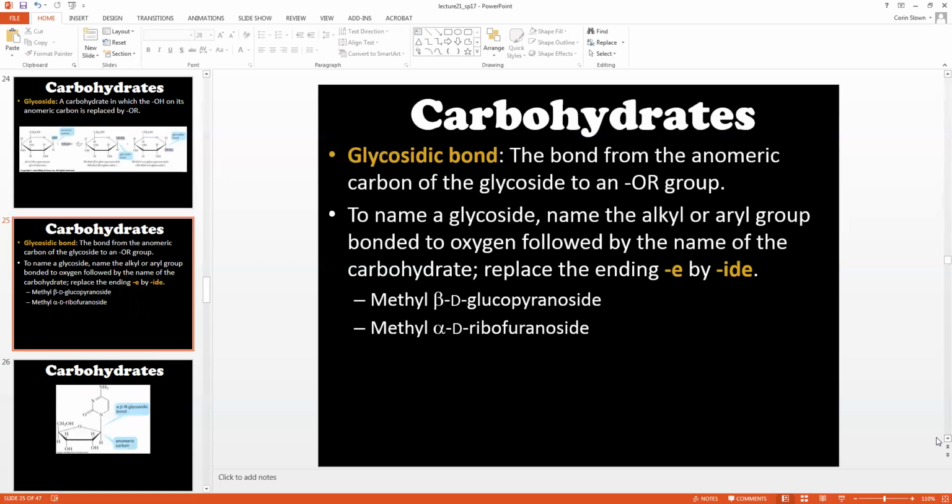So to name a glycoside, we're going to name the alkyl or aryl group that's bonded to the oxygen, followed by the name of the carbohydrate. And we replace the ending "e" by "ide." So for example, methyl beta-D-glucopyranoside, or methyl alpha-D-ribofuranoside.